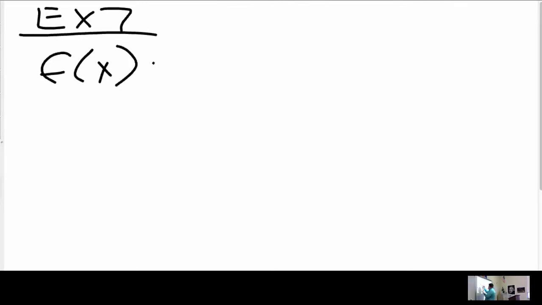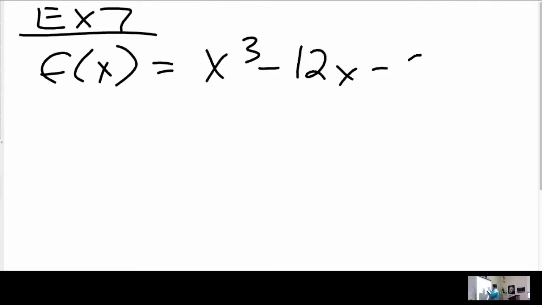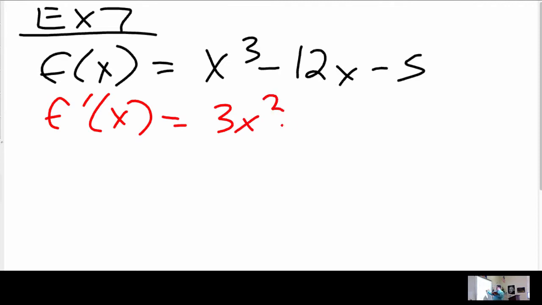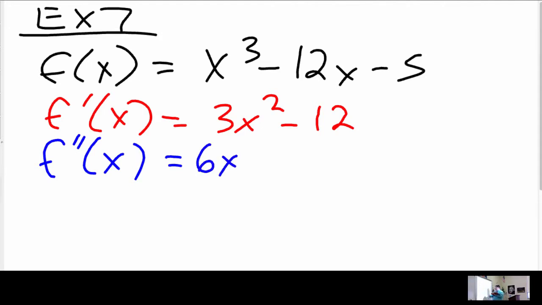All right, so I'm gonna start over real quick, just kind of play along, and then I'll write everything out so it makes sense. So in example number 7, we're given f of x is x cubed minus 12x minus 5. From there, if we take f prime of x, we get 3x squared minus 12. If I take f double prime, another derivative, I get 6x.